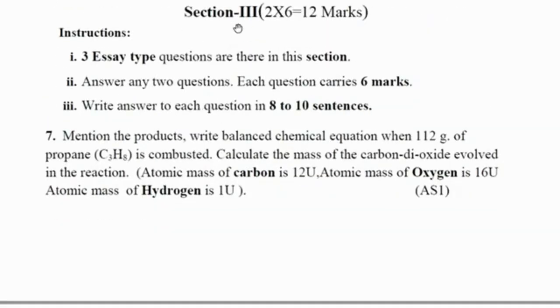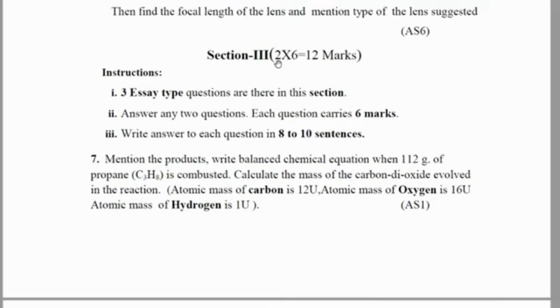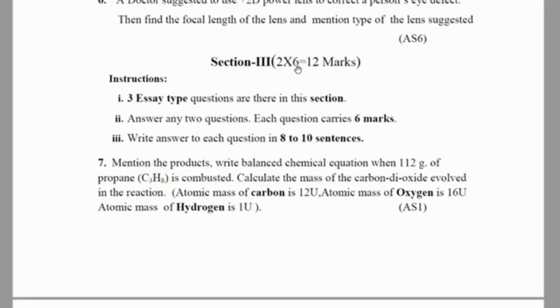Moving on to section 3. In section 3 we have a choice. They will give 3 questions. We have to attempt only 2 questions from this section. So 2 questions should be attempted. Each question carries 6 marks. Total weightage is 12 marks.